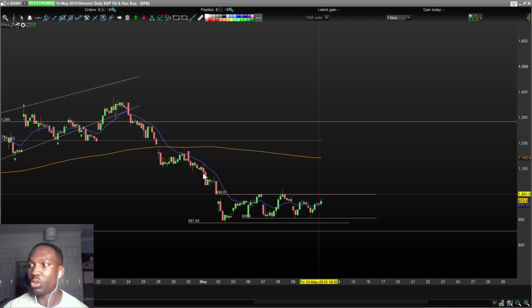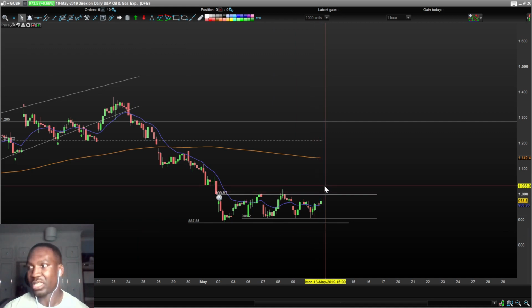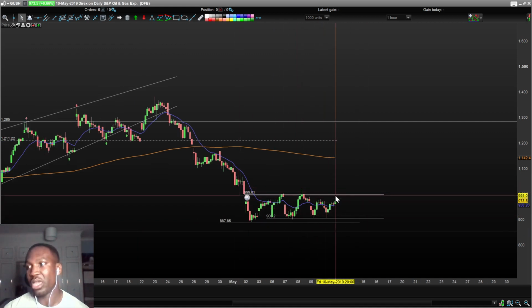Can't guess. What I'm going to do is set another alert on this line, and it will alert me if it breaks out of this line, and then I'll make a decision on that anyway. If it doesn't, and it stays true to this resistance and sells off again, then I'll just go long on DRIP. As I told you before, GUSH and DRIP are inversely related to each other. So when one goes up, the other goes down.